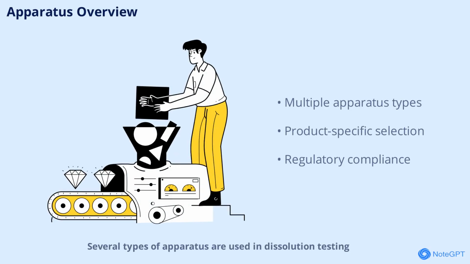Several types of apparatus are used in dissolution testing, each suited to different dosage forms. Apparatus 1 (basket) and apparatus 2 (paddle) are common for solid oral dosage forms. Apparatus 3 (reciprocating cylinder) and apparatus 4 (flow-through cell) are used for modified release products and poorly soluble drugs. Specialized equipment like mini paddles, bead-type systems, or rotating bottles address unique formulation challenges. The choice of apparatus depends on the product's characteristics and regulatory requirements.